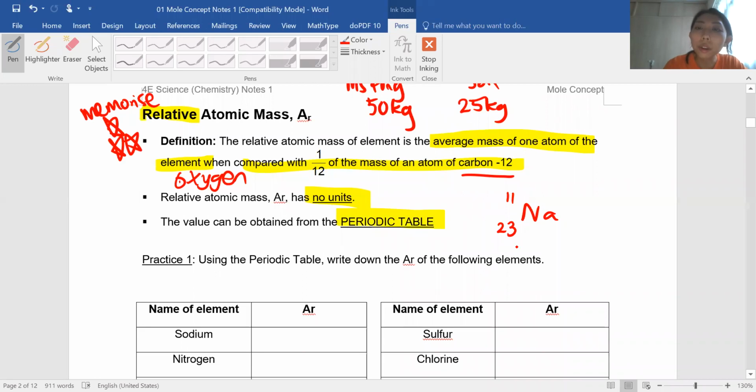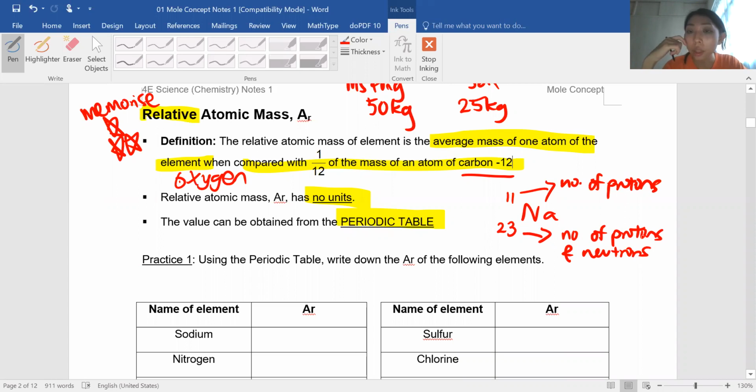The smaller number refers to the number of protons. The bigger number refers to the number of protons and neutrons. Now recall that protons and neutrons both have masses. Therefore, when you want to obtain the relative atomic mass, you need to look at the bigger number. Let me write down the values that can be obtained from the periodic table. Which one is it? It's the bigger number.